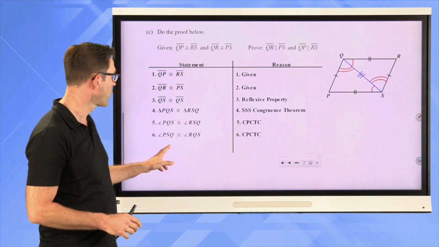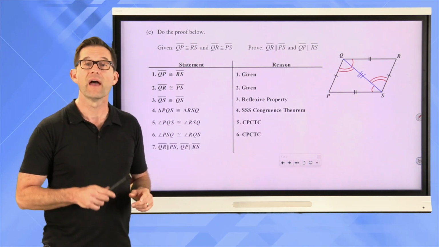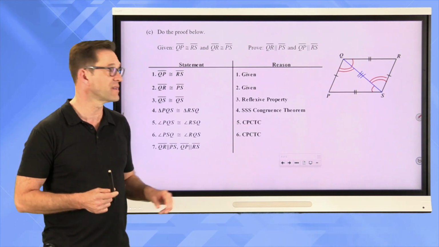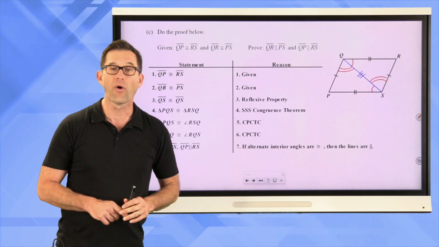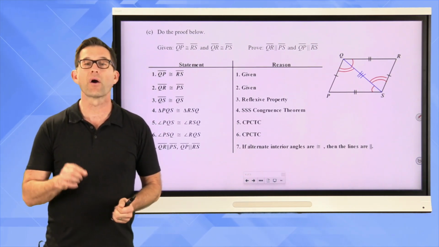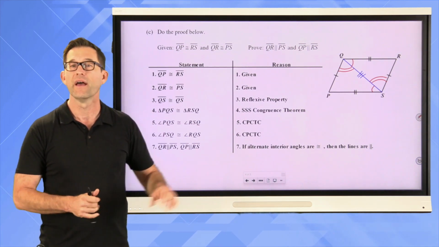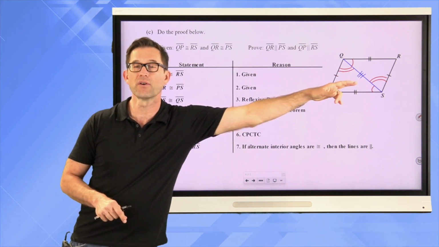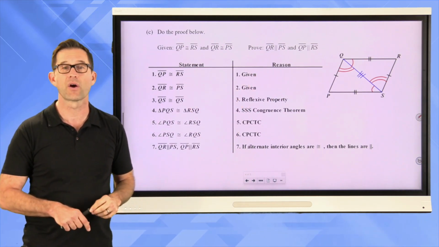We can actually go for our last line, which is that QR is parallel to PS and QP is parallel to RS because, let me get this out of the way, if alternate interior angles are congruent, then the lines are parallel, right? As soon as we know a pair of alternate interior angles are congruent, then we can say that the lines are parallel.